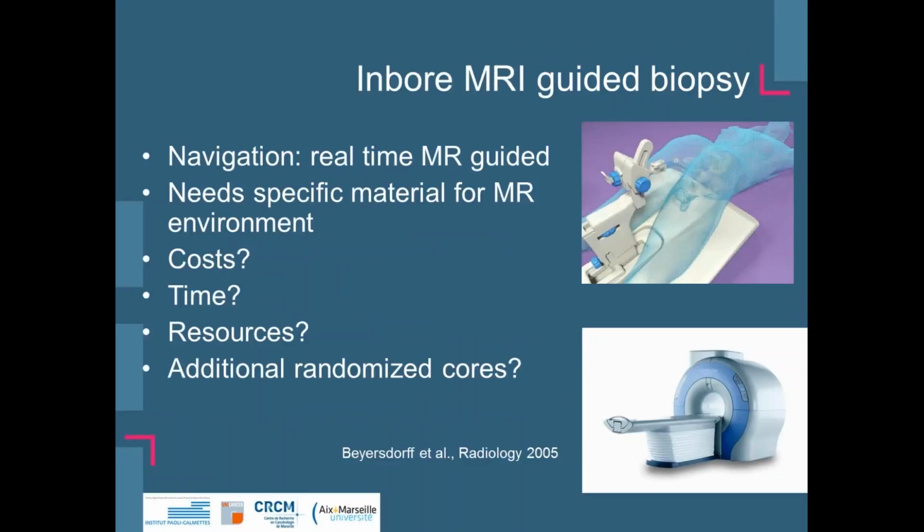And then we have the in-bore MR-guided biopsy, where we do something we call MR fluoroscopy. So we have MR real-time guidance of the needle as well as real-time targeting. But for this we need specific material that is usable in the MR environment, especially in the strong magnetic field, and this is associated with cost, time, investment, and together with this quite a use of resources. And the question is also how we can take additional randomized cores if they are indicated. As Jurgen said already, I'm not sure that this is the way to go for every patient, but some patients might be good candidates for these in-bore biopsies.